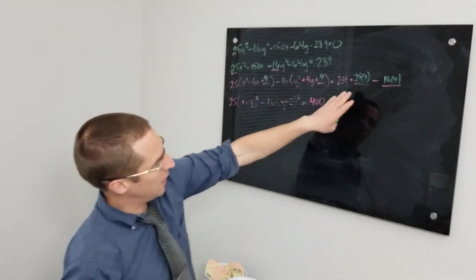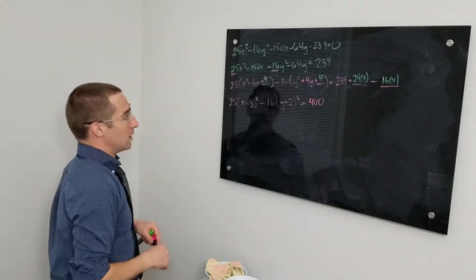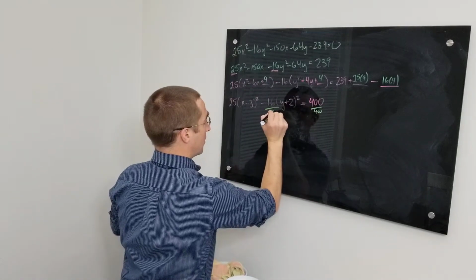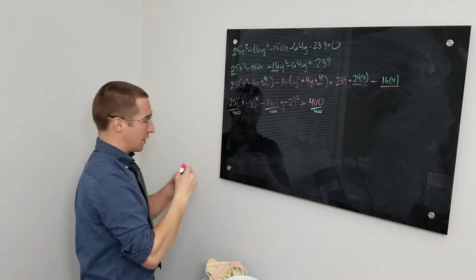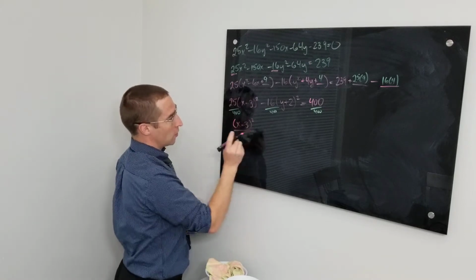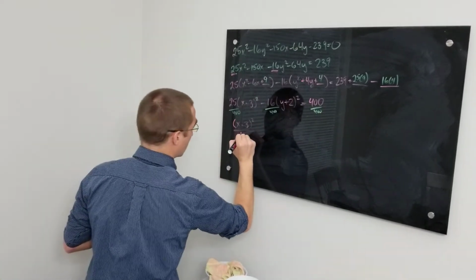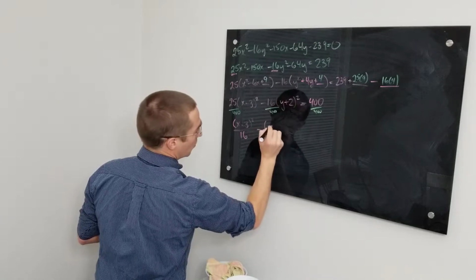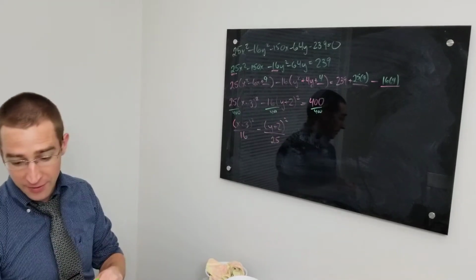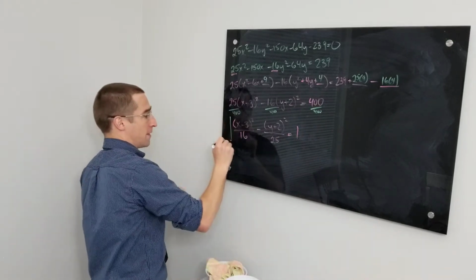Okay, so we added 25 times 9, we subtracted 16 times 4. Now I want it to equal 1, so we're just going to divide by 400 on each side. This gives me x minus 3 squared over 25 over 400, which simplifies down to 16, minus y plus 2 squared over 25, because 16 over 400 simplifies down to 25, and then it's equal to 1. Boom, there's our equation. Standard form.